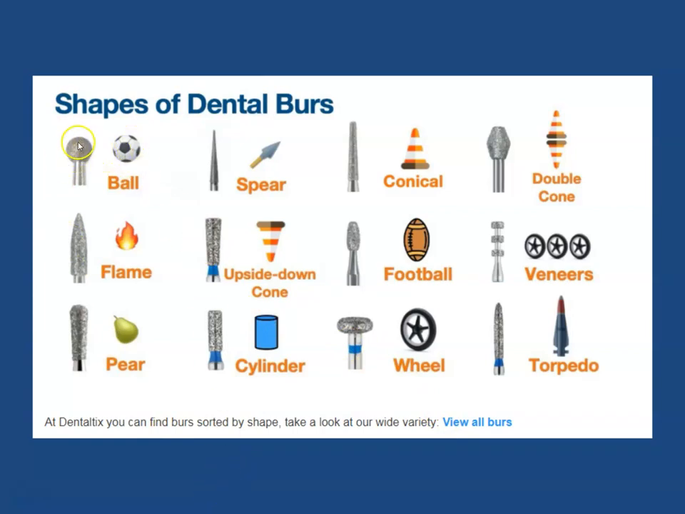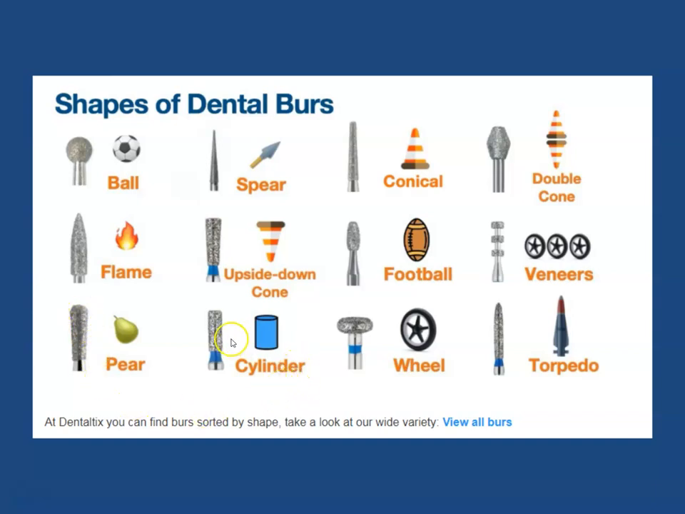Now if you look at this, the burr head looks like a ball, so the name of this burr would be a ball end or round end. This looks like a spear. This one looks like a flame, so this would be a flame one. This looks like a pear, so it's called the pear handpiece.